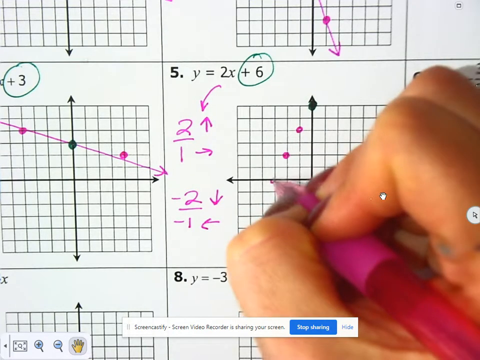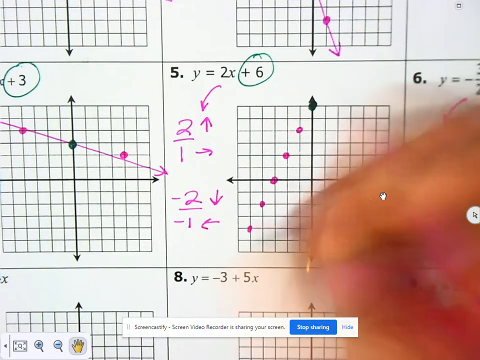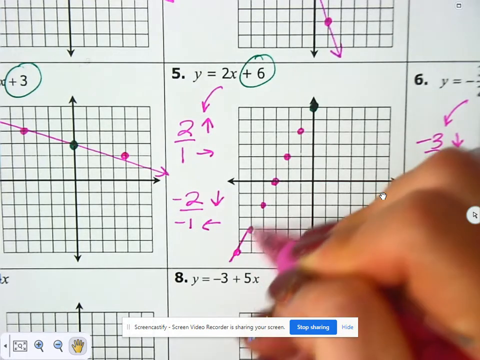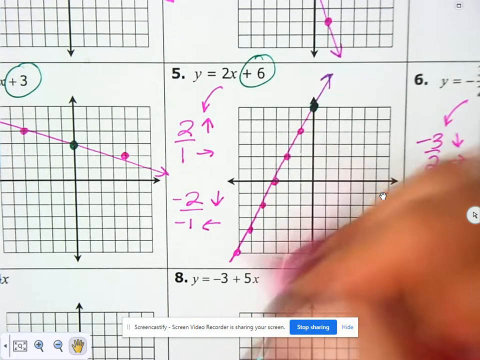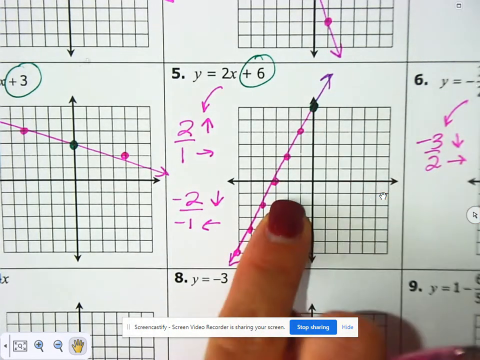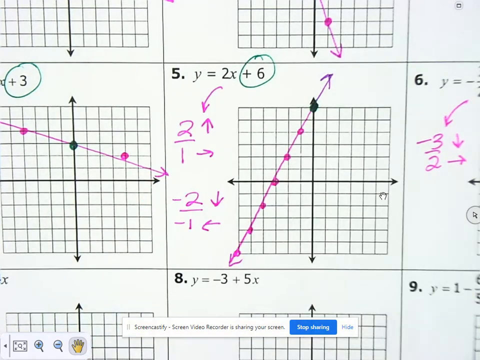And I'm going to do that as many times as possible and make me a nice, pretty straight line. And again, this is a positive sloped line, and this is a positive slope. So that works out.